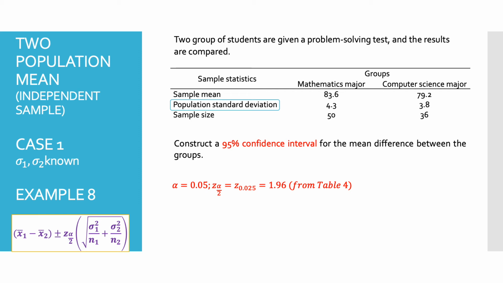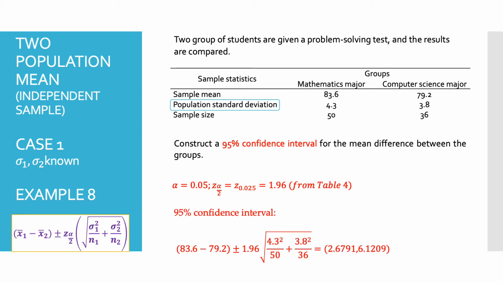And then you can utilize the formula by substituting all the values, and finally you get 2.6791 and 6.1209. Make sure you solve the minus sign first and then later you solve the plus sign.